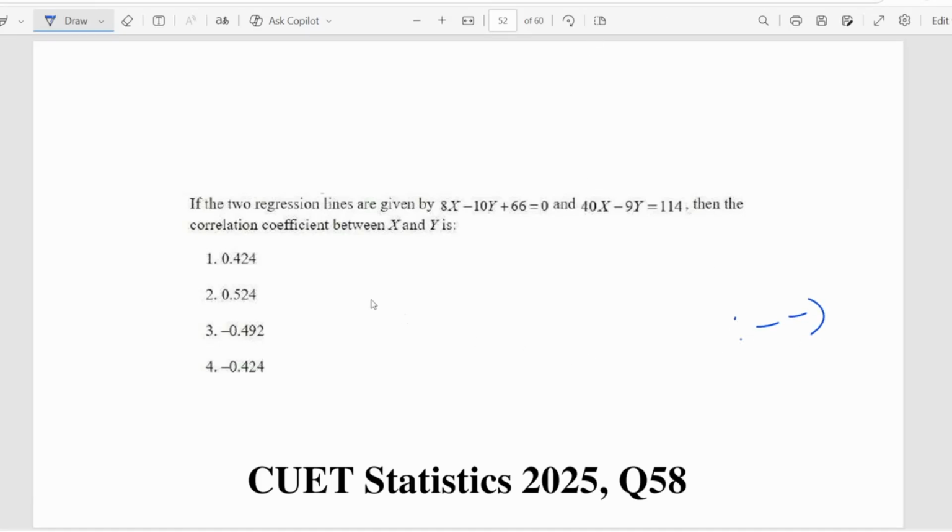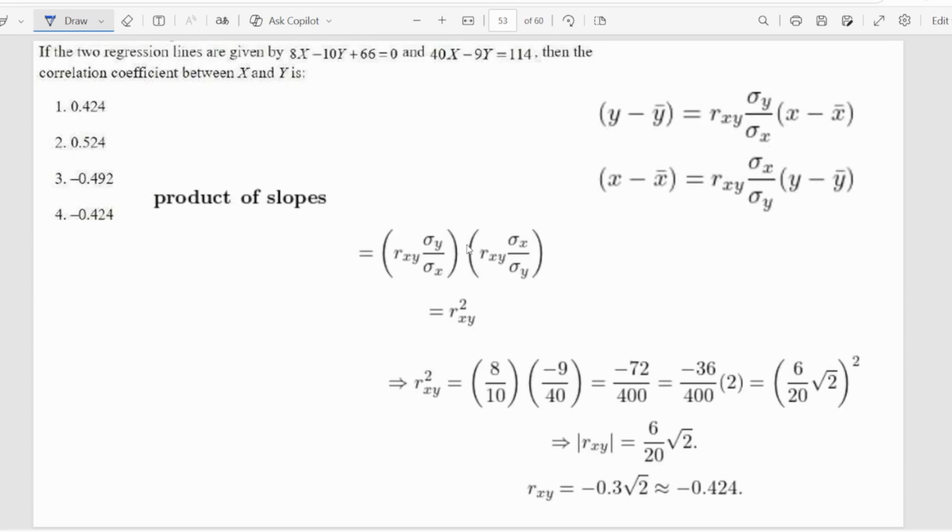Let's get started with this regression-oriented question where we are given the two lines of regression and we have to find the correlation coefficient between the two associated variables. Now, an important thing to remember is that the two lines of regression are given like this, where this is the standard deviation of y, the standard deviation of x, and this is the correlation between x and y.